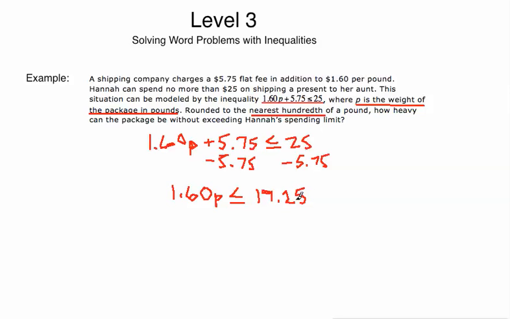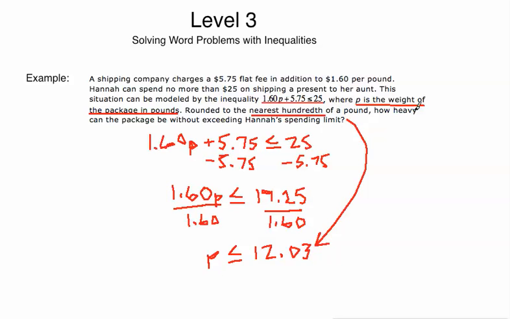Then we're going to divide by 1.60. So p is less than or equal to 12.03. So the answer here, and I would write it except my handwriting's going to be terrible, you're going to want to write 12.03 pounds is the most that Hannah can afford, or something along those lines.